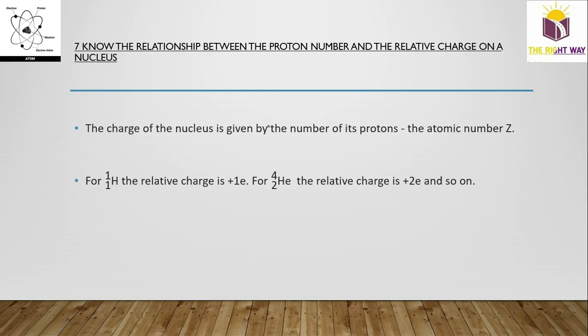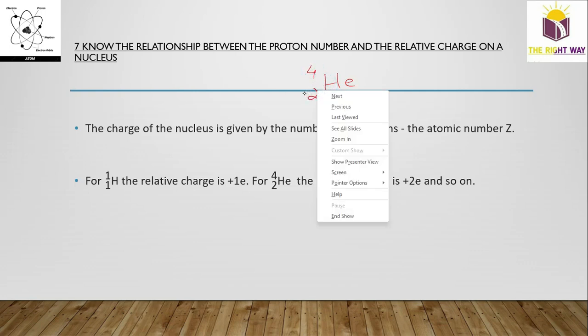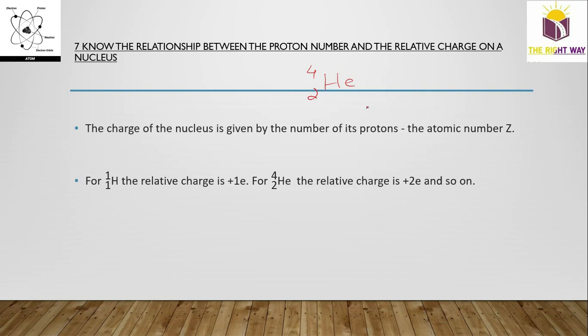Okay, know the relationship between the proton number and the relative charge on a nucleus. For example, we have helium nuclei. Helium nuclei has 4 as its atomic mass and 2 as its proton number. So we know that helium nuclei has a charge of plus 2 on it.